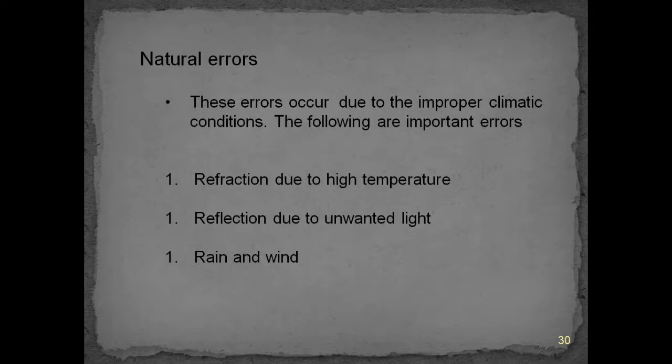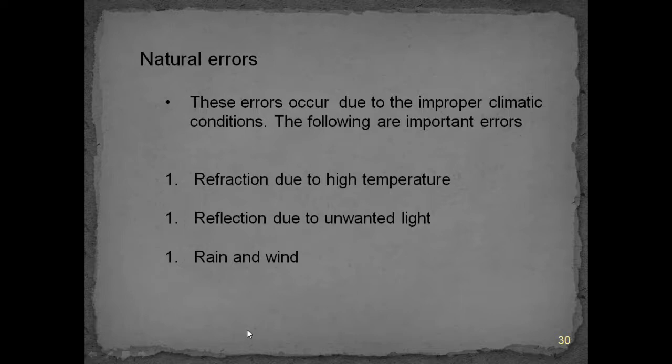Reflection due to unwanted light: suppose your telescope is sighting towards the sun itself, because your object is on that side. What happens? You may get reflected light, and your eyes may get blurred, so the reading cannot be taken perfectly. And rain and wind are not in our hands, we cannot stop them. Whereas for high temperature and high sun, you can change your timings, but rain and wind won't come as per our requirement. So you have to postpone the work. That is the thing, right?